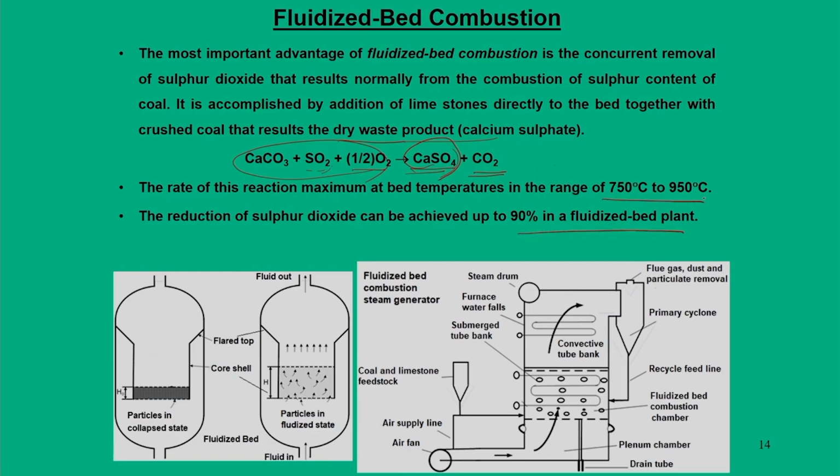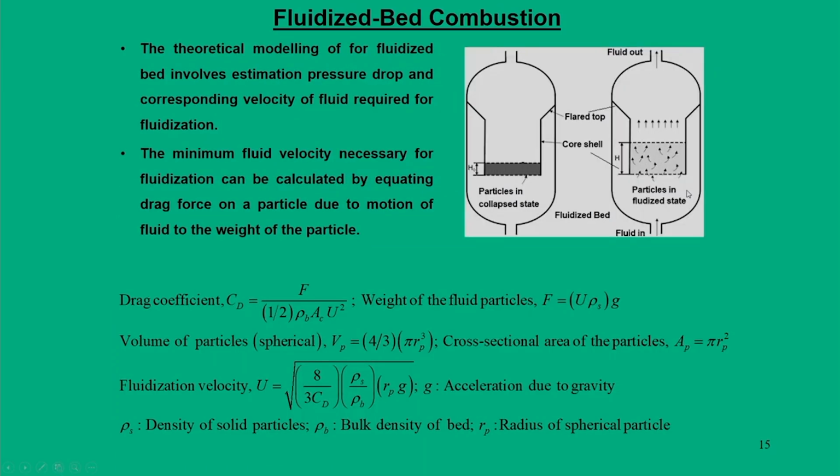here the maximum temperature can go up to 750 to 950 degrees centigrade. Now, let us see some theoretical modeling of these fluidized bed combustions. There are two important pieces of information that I need to share. First, the theoretical model for fluidized bed involves the required pressure drop, so that the coal has gained sufficient momentum to become fluidized, and we also require a minimum velocity for the fluidization to happen.